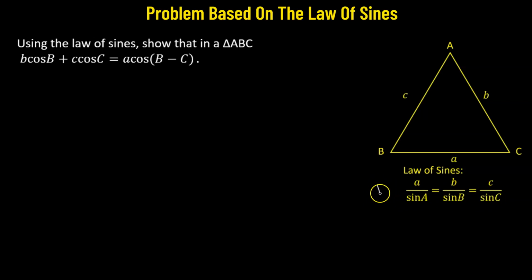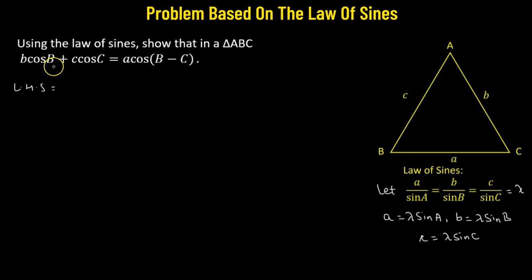Now, in order to solve this problem, we will consider that these three ratios are equal to a common constant, and let's call it lambda, such that we can rewrite a in terms of lambda as a equals lambda times sine A. Then b can be represented as lambda times sine B, and c will be equal to lambda times sine C. Right. So we'll begin from the left hand side of the given expression.